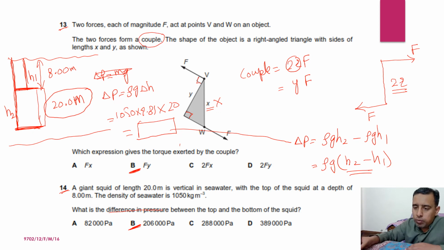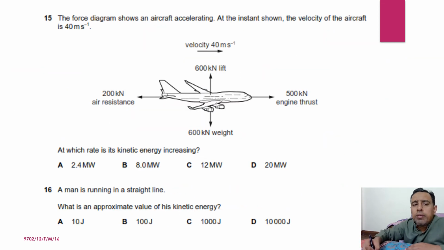Now moving towards question number 15. In question number 15, on this aeroplane, two forces are acting. One is down, one is up, and these forces are balanced. It means nothing to do with the vertical motion. And in the horizontal motion, the 200 kilonewton of air resistance, and the engine's thrust is 500 kilonewton. So we can find the force by subtracting these two forces.